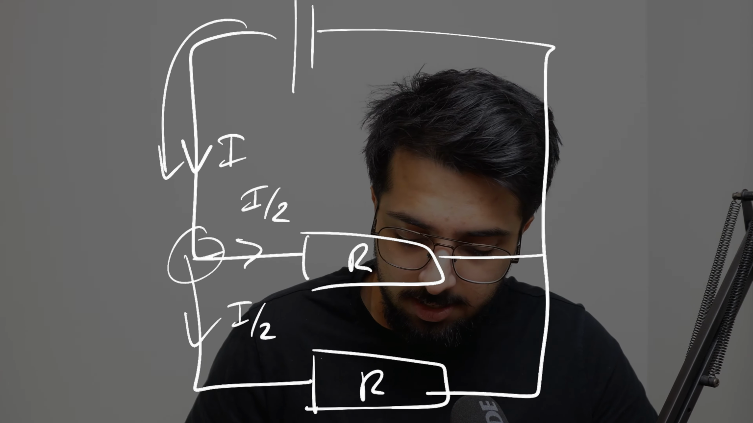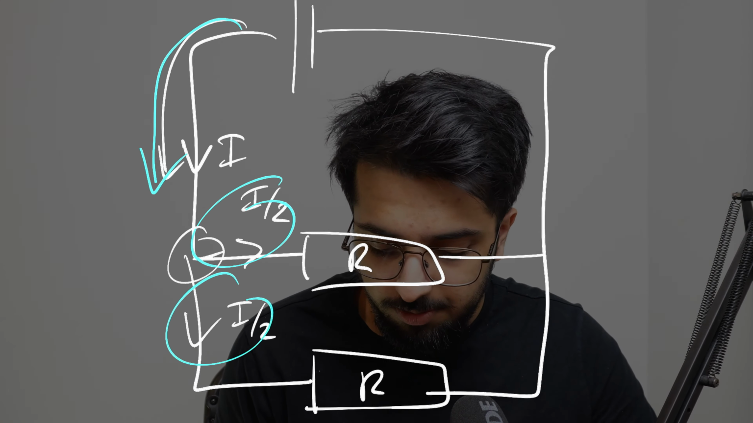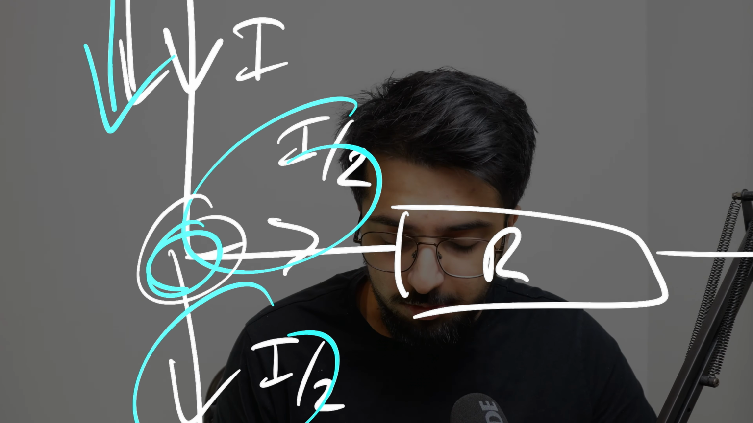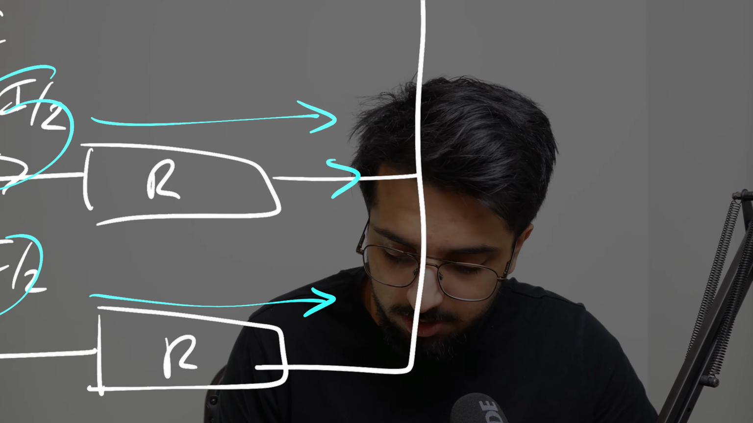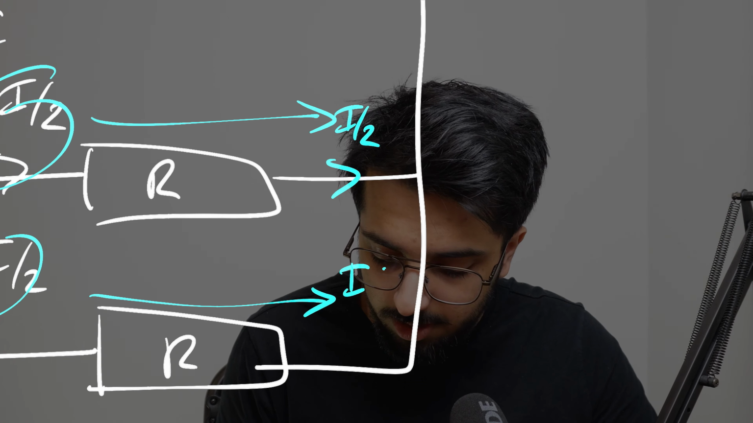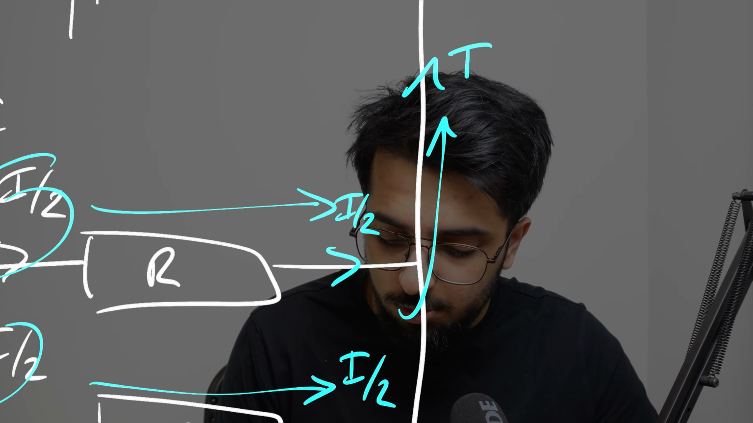And so, like I said, current is going to flow through here and then be split off at the junction. Okay, split off at the node. And then the currents are going to flow through here and through here. And so this is still I divided by 2, and this is still I divided by 2 right here. And we know they're going to join back up and come back to I, like so.